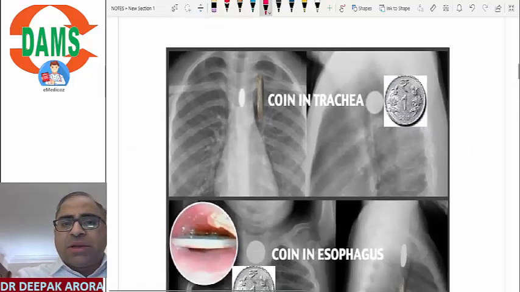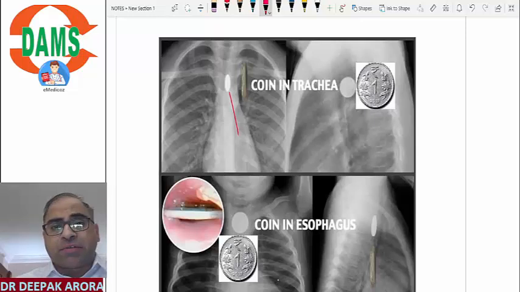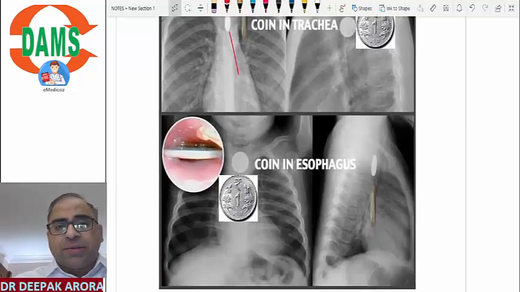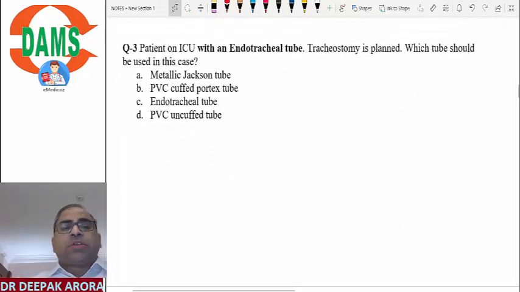In the last spell, beta, just revise the topic in a fast mode, like we are discussing the MCQs with you. AP view: if it is a line, it is trachea. If it is a circle, it is esophagus. Done? Is it clear?